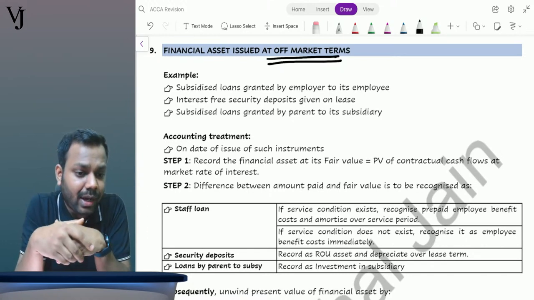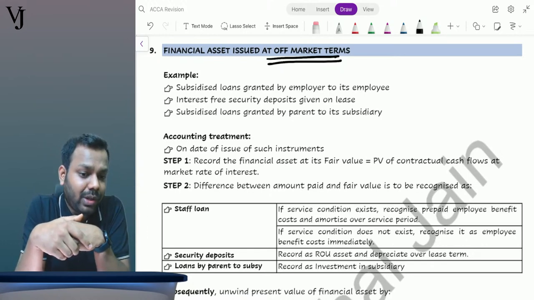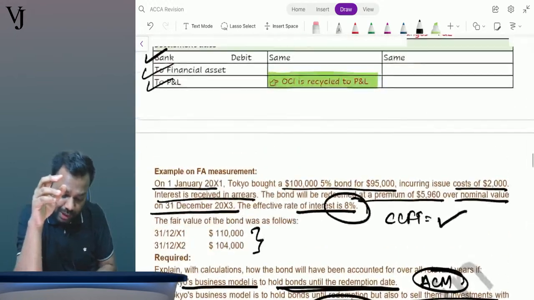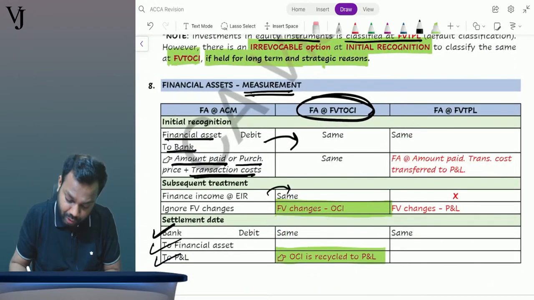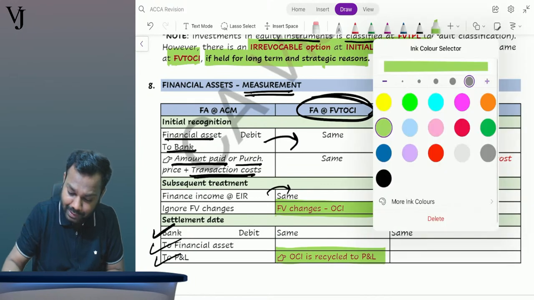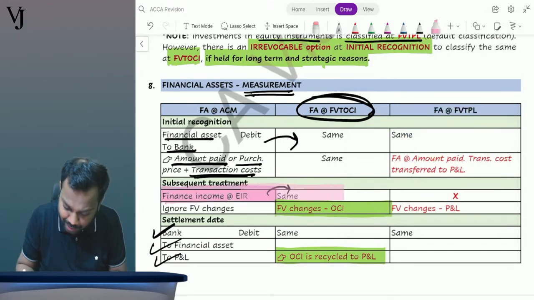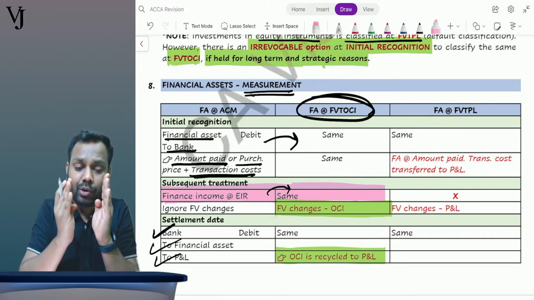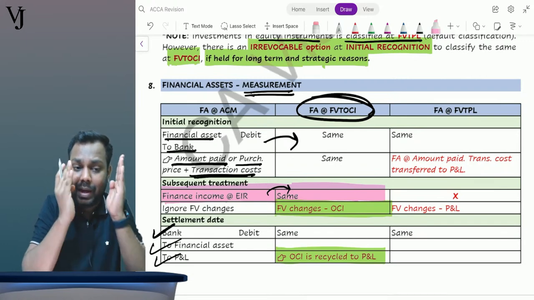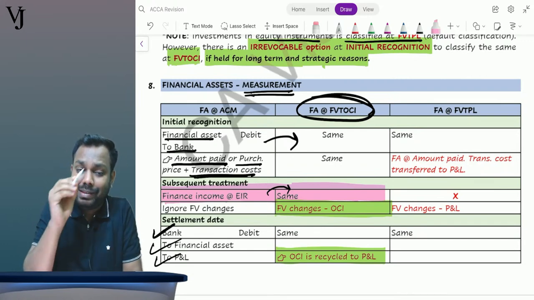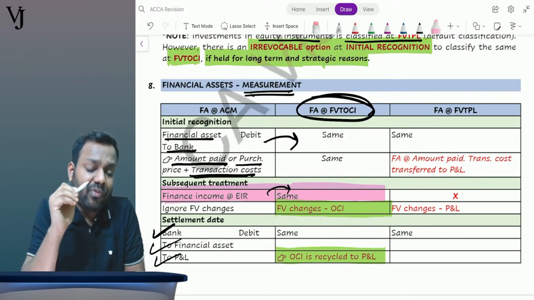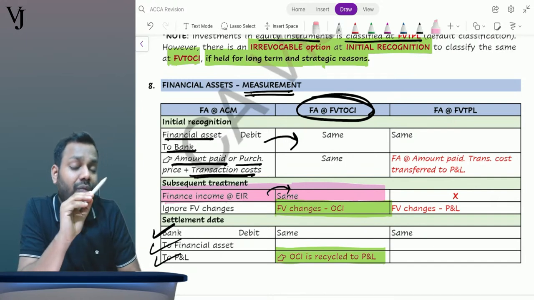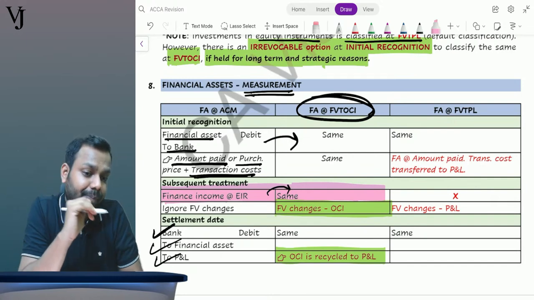Okay, going back, we have a query here. If in OCI, we prepare the amortization table. Yes, we do prepare. In OCI also, we have to record the finance income same as we do for this one. So understand, there is no difference in amortized cost method and FVT OCI. They are the same. But additionally in FVT OCI, you are also required to assess the fair value gain or loss, which will get accounted for in OCI. Is it clear, Chrissy?